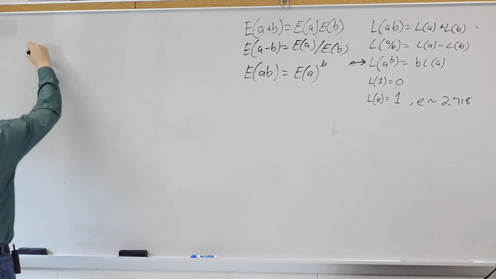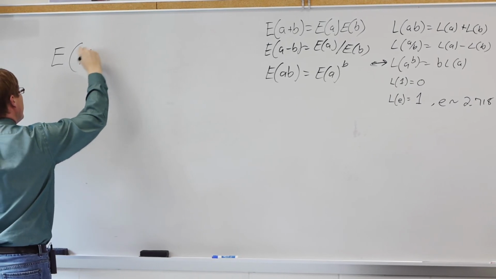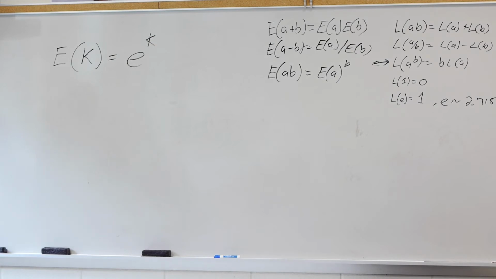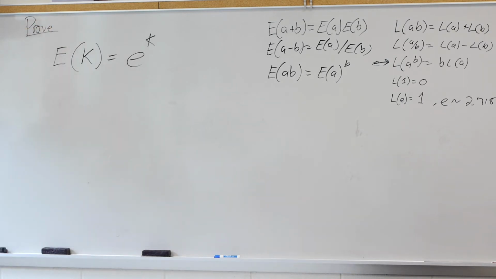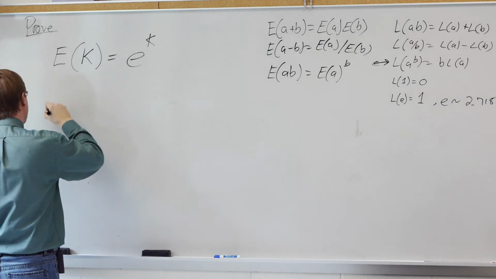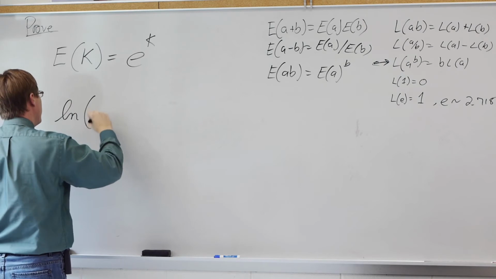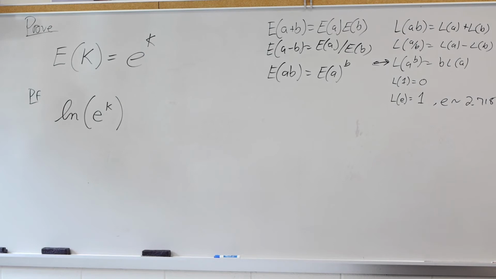Well, here's the other thing that I want to prove. I want to prove that E of a number actually is e to the k, because that's kind of what we think it is. It certainly has all these properties of exponents. Well, let's do that. E of k is e to the k. Well, I know this. ln of e to the k.